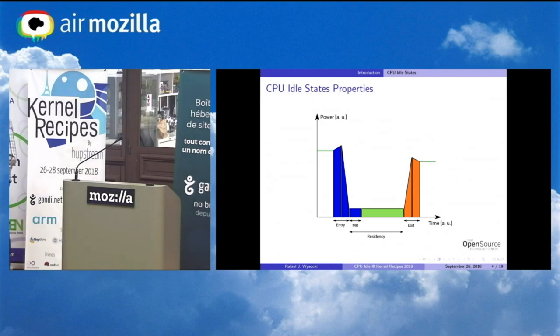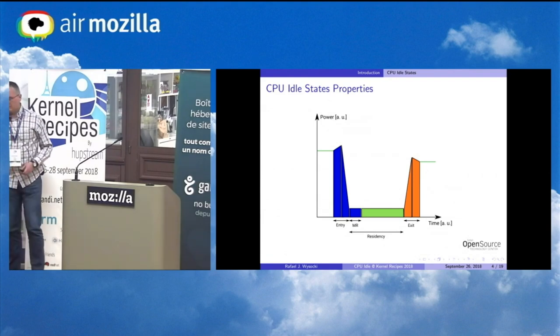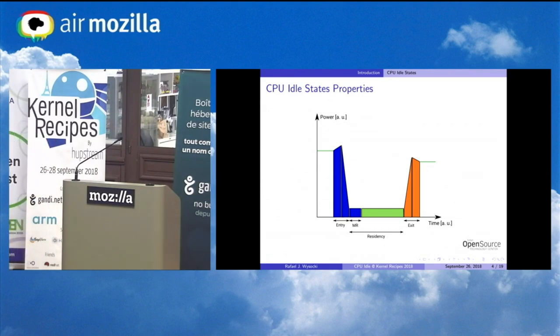And then there is a wake up, usually by an interrupt, and then, in reverse, the internal units of the core are powered up, and then the power stabilizes at the final level, which doesn't need to be the same as the initial one. So there are two things here. First of all, there are these two entry and exit periods or intervals needed to go into the target state and out of it.